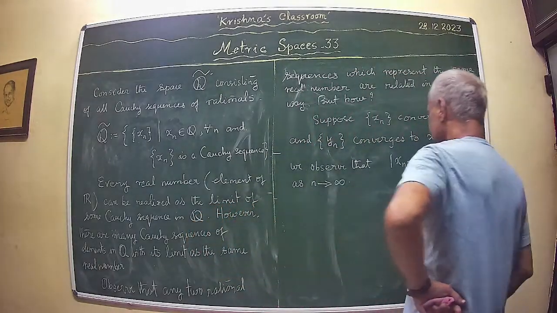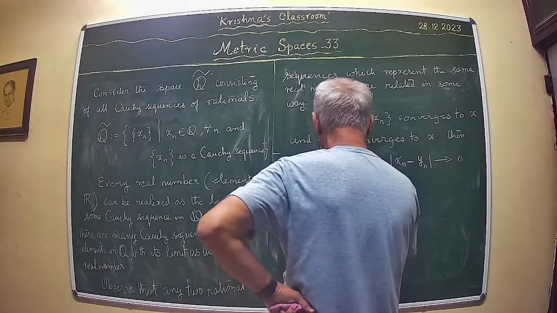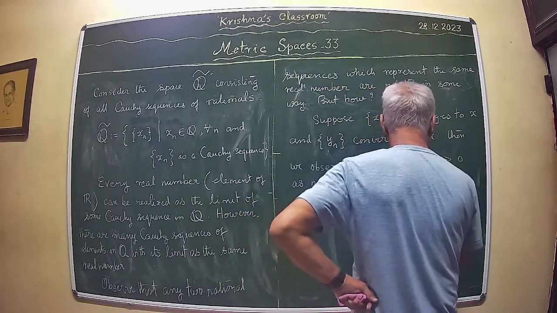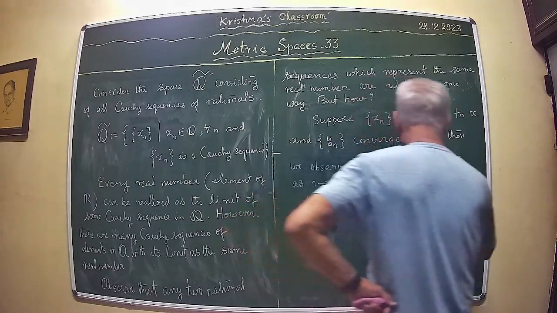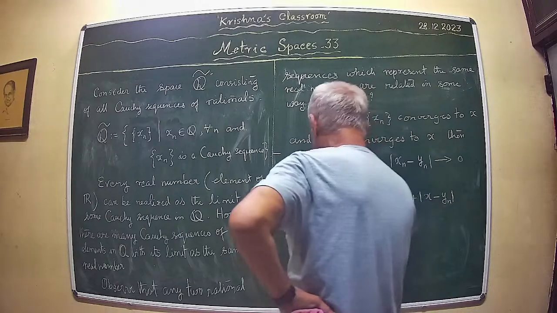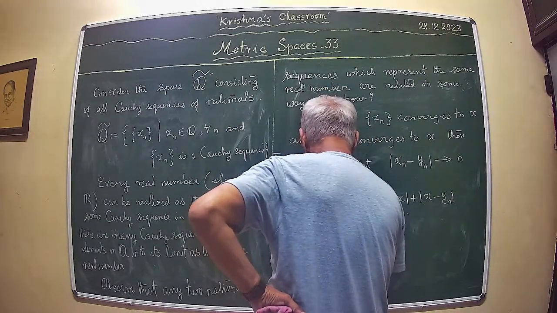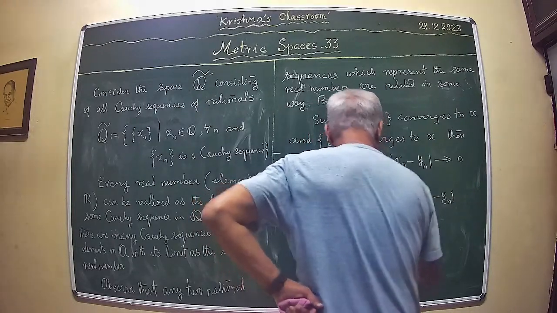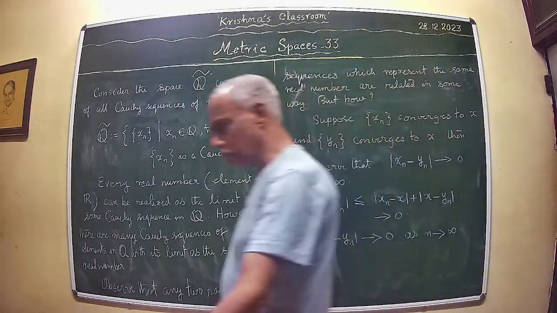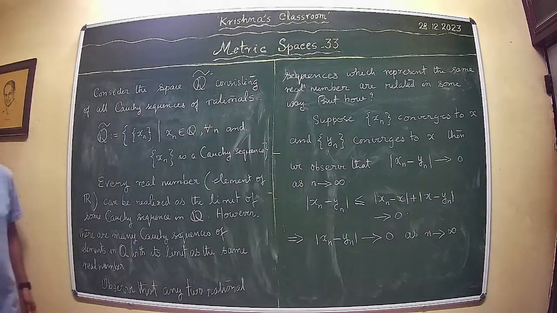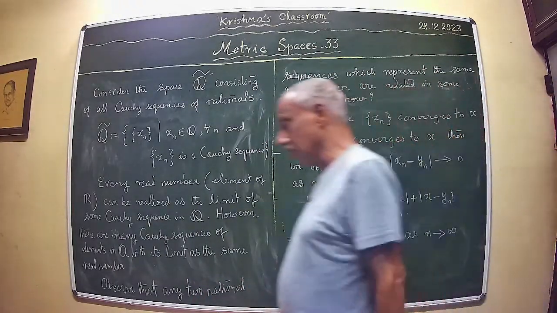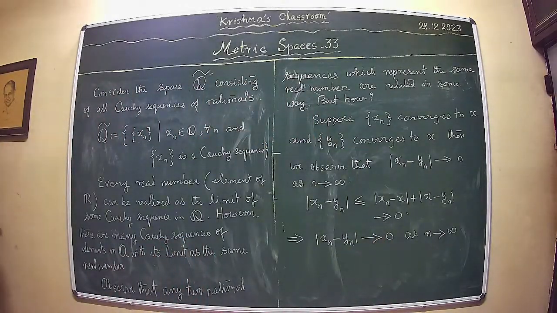n tends to infinity. It's quite easy to see because |x_n - y_n| is less than or equal to |x_n - x| + |y_n - x|. And because of the convergence of x_n to x and y_n to x, that goes to 0, which implies the claim. So two sequences which produce the same real number are not totally unrelated. They are related in some way. Whereas if you look at two sequences which converge to different elements.